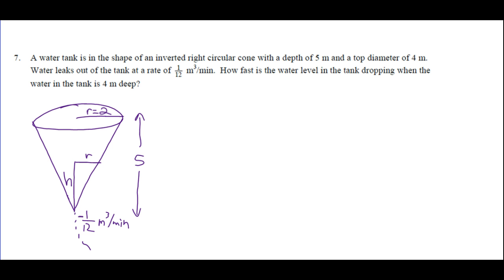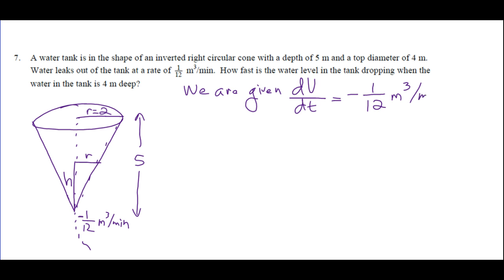Well, the radius changes and the height changes, but these are similar triangles, right? So I've got a triangle that's got a radius of 2 with a height of 5, and I got a triangle with a radius of R and a height of H. Those will be similar triangles, which means we can set it up as a proportion. Okay, so let's list the information we have. We know the rate of change of volume with respect to time is negative 1/12 cubic meter per minute.